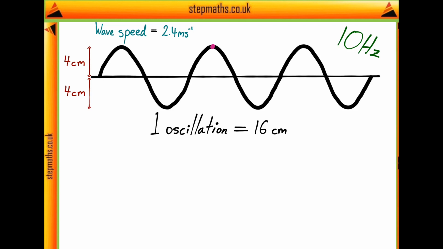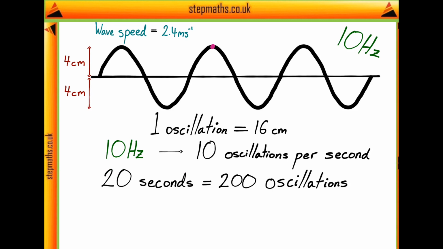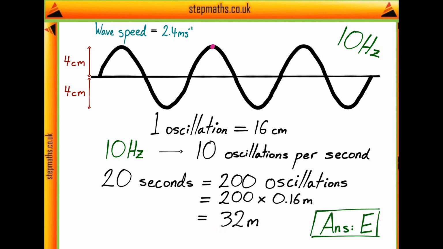Now, we also know that our frequency of 10 Hz means that our wave oscillates at a rate of 10 oscillations per second. Therefore, in our time period of 20 seconds, the wave shall experience 200 oscillations. So to find the total distance travelled by a particle in our rope in 20 seconds, we can multiply the distance per oscillation of 16 centimetres by the number of oscillations, 200. So doing this in metres, we find that we get a final answer of 32 metres, corresponding to answer E.